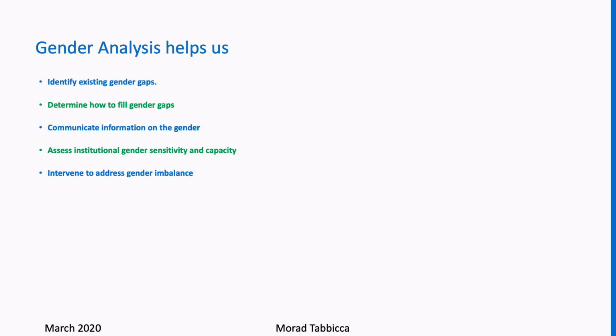Now, it is also used to assess institutional gender sensitivity and capacity. So you can even run a gender analysis of GIJ. Is GIJ gender sensitive? You can run one on your office. Is the news media you are working for gender sensitive? Do they understand gender issues? What's their capacity, right? And then you can also intervene to address gender imbalance. So if you don't do gender analysis, then you cannot understand what the problem is, and then you cannot address the problem. But by understanding the problem, you are finally able to address the problem.